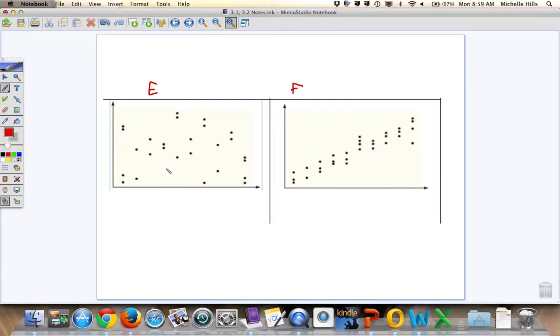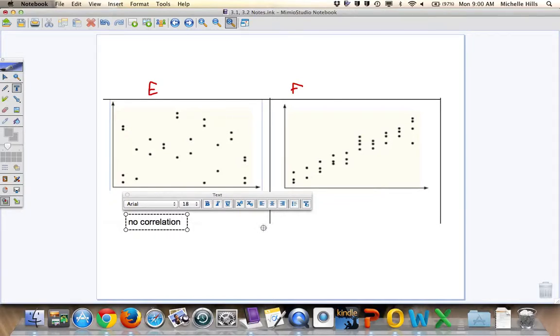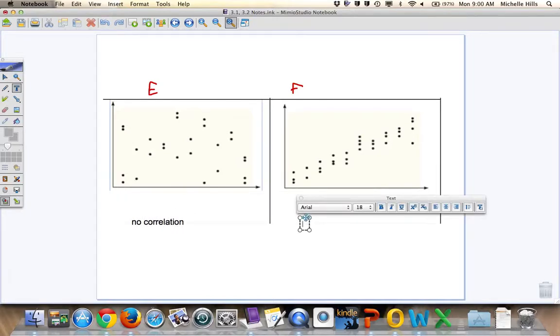And honestly, with E, I would have no idea how to draw a line of fit through that. Would my line of fit go in the negative direction? Would it go in the positive direction? I can't even tell. So for E, I would put no correlation. For F, it's a strong positive correlation again.